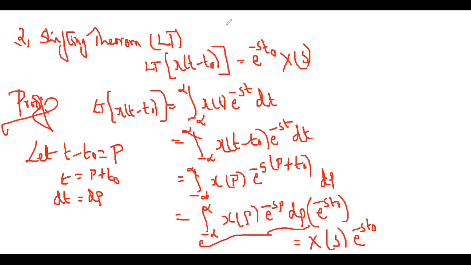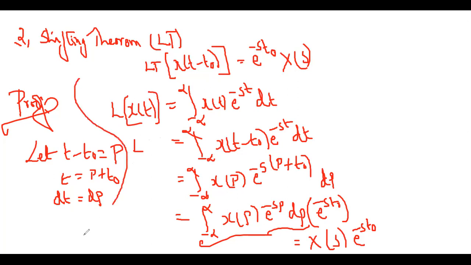So actually it is x of t only. The Laplace transformation of x of t is equal to, as I am substituting the x of t here. The second equation, the Laplace transformation of x of t minus t naught. Now I substitute instead of x of t here, the x of t minus t naught. Finally, we got the X of s e power minus s into t naught.